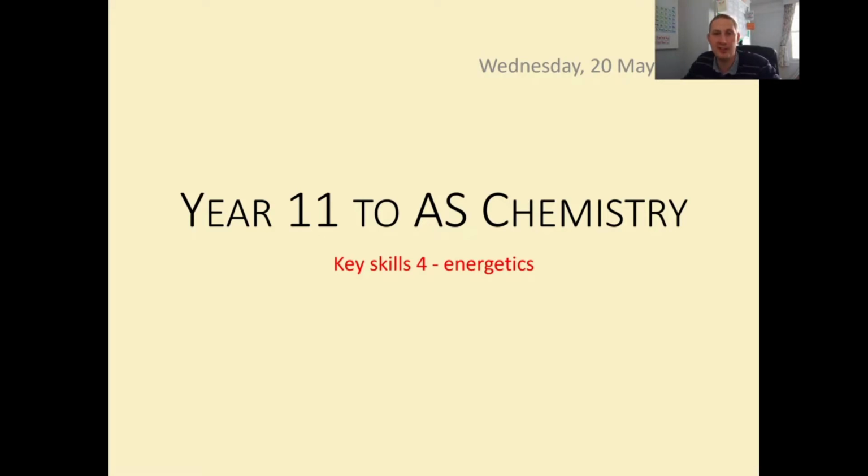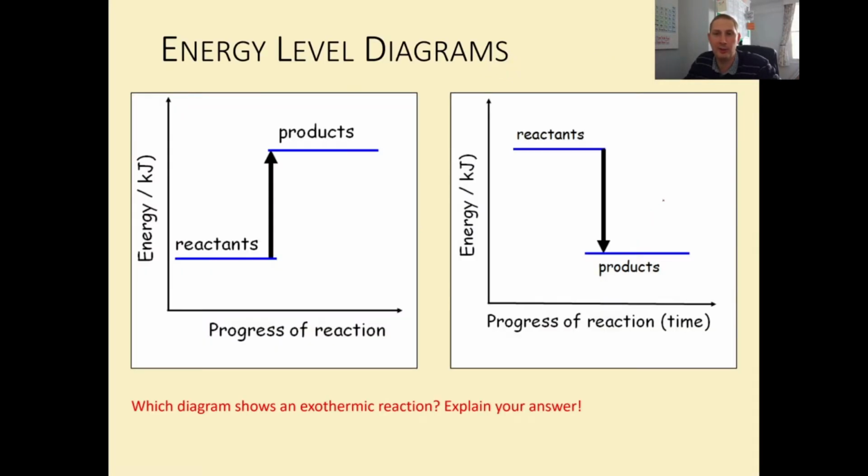And possibly the first thing I can do is I can ask you about this. Which of these diagrams shows an exothermic reaction? You should recognise these as energy level diagrams. We've got the progress of the reaction, or what's sometimes called the reaction coordinate, on the bottom, energy on the y-axis. Which of these shows an exothermic reaction? Then explain your answer. Pause the video and have a think.